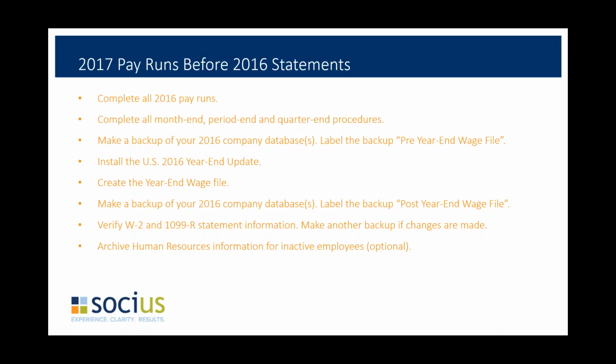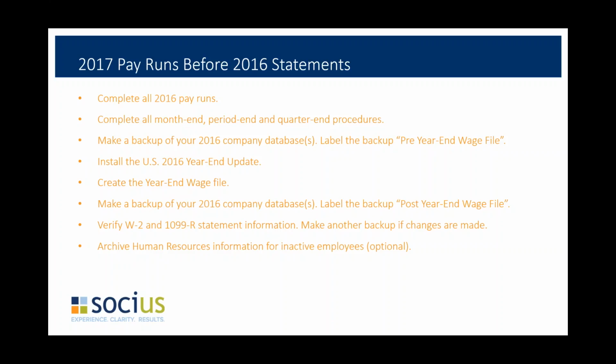Just like before, you're going to complete all of the 2016 pay runs. You're going to complete all of the month-end, period-end, and quarter-end procedures, just like we talked about before. You're going to make a backup of your 2016 company database, and again, label that backup pre-year-end wage file. The difference, though, is now we're going to install the US 2016 year-end update just like we did before, and we will create the year-end wage file.